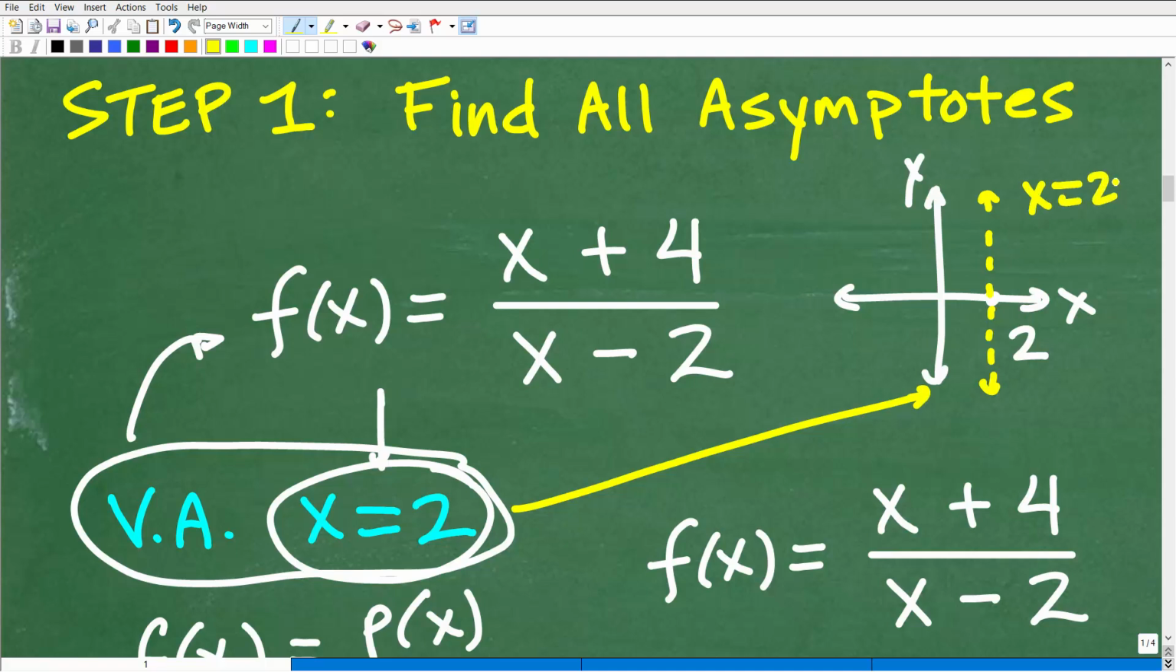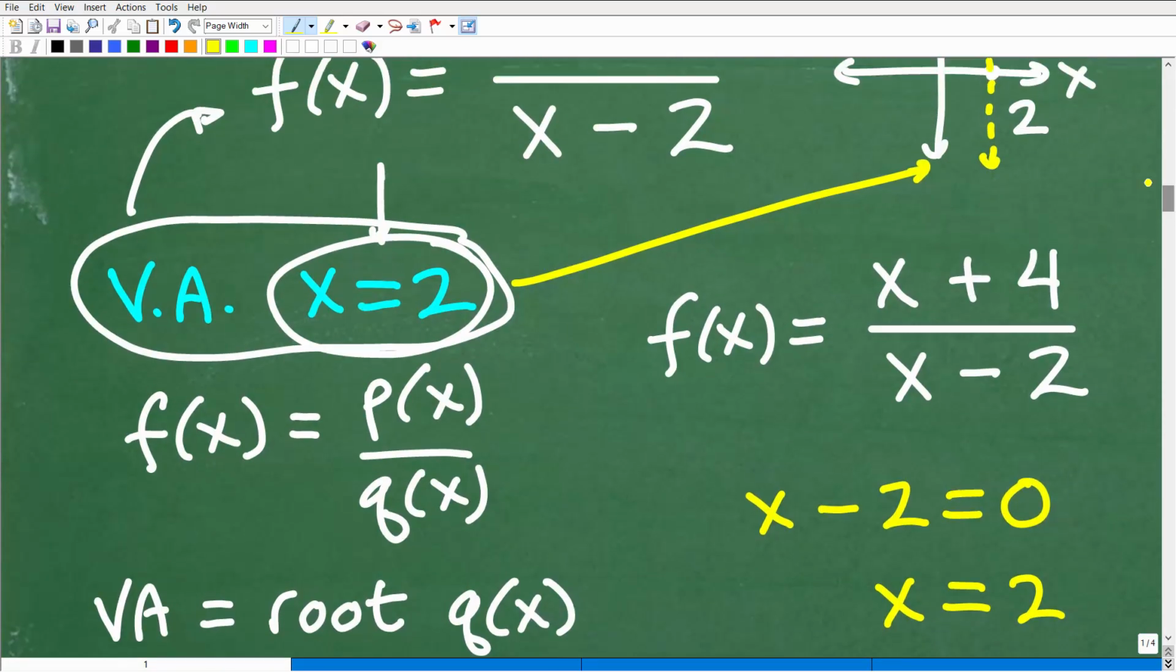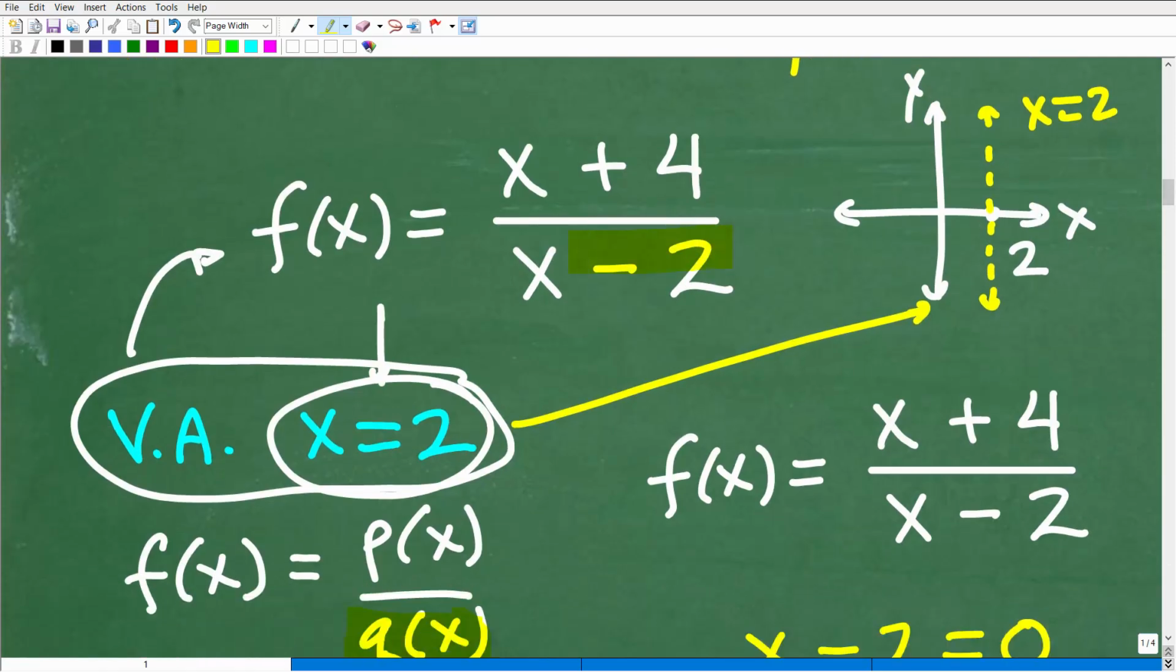Now, let's talk about how we get that. This is the formula to find vertical asymptotes. Here we have a rational function. We generally describe it as f of x equals p of x over q of x, where p of x and q of x are polynomial functions. What we're going to do is find the roots of q of x. That's fancy language that basically states: take the denominator, whatever polynomial is in the denominator, set it equal to 0 and solve. That's what that means.